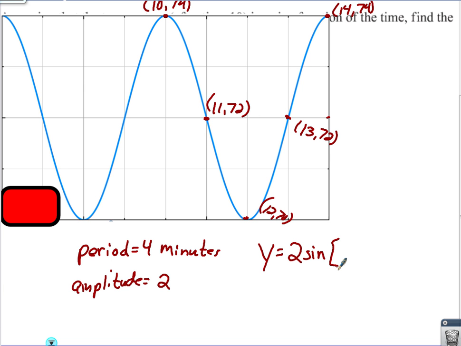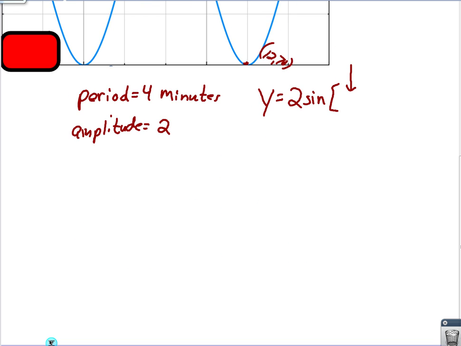Now let's think about our B number here. I told you this number right here is going to simply change the period. And if you remember a while ago, I told you to write this formula down because I felt like it was going to make this a little bit easier. The period is equal to 2 pi over b. And in this problem, we're actually looking for b. We've got the period. The period is actually 4 minutes. So 4 minutes is equal to 2 pi over b.